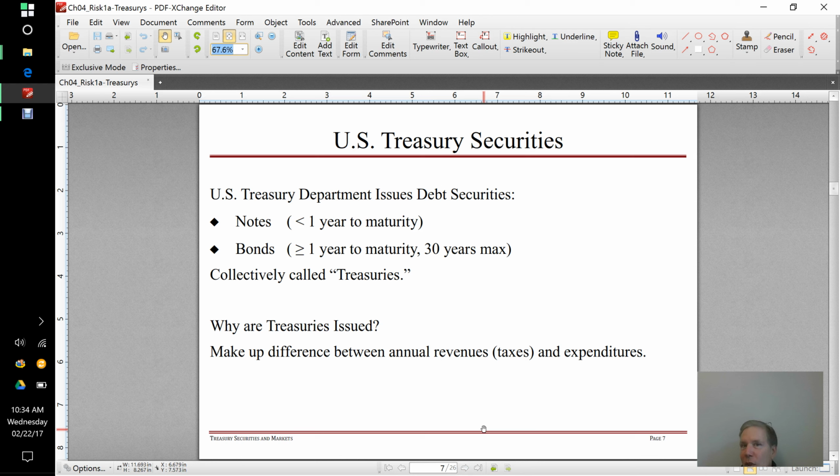And in case you don't know why Treasuries are issued, it's to make up the difference between the revenues of the federal government, which all comes in from tax, essentially all, some fees, but mostly tax, and expenditures, which are programs that the government has committed to paying for and execute.